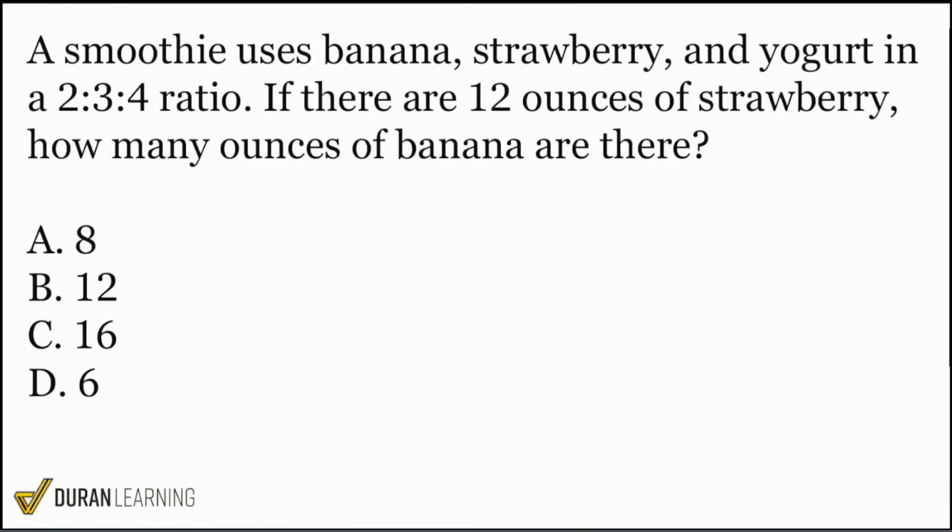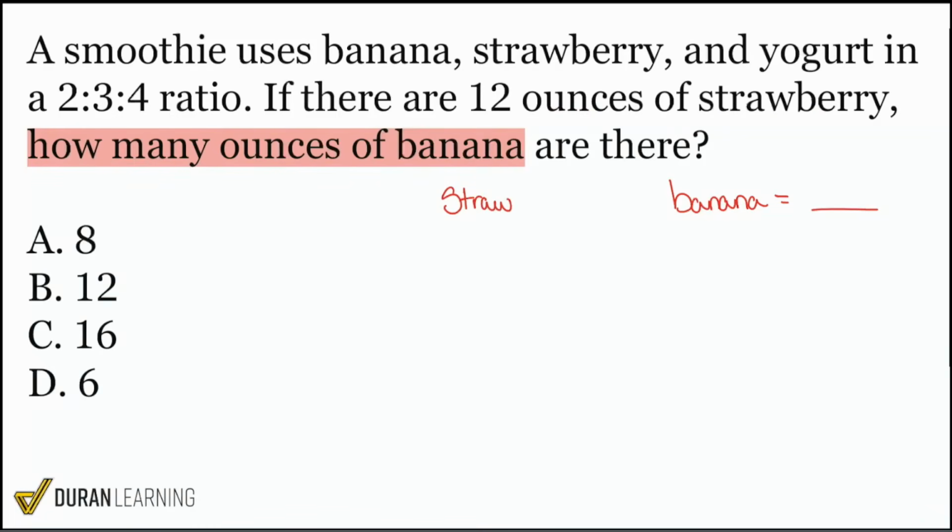Okay, so I'm going to highlight that immediately. How many ounces of banana? So I'll immediately write down over here, banana equals blank. Now, obviously, I did skip over that first piece of information in that sentence. And so we see that it says 12 ounces of strawberry. Cool. So I'll go ahead and write that down as well. I'll just go ahead and say strawberry equals 12.